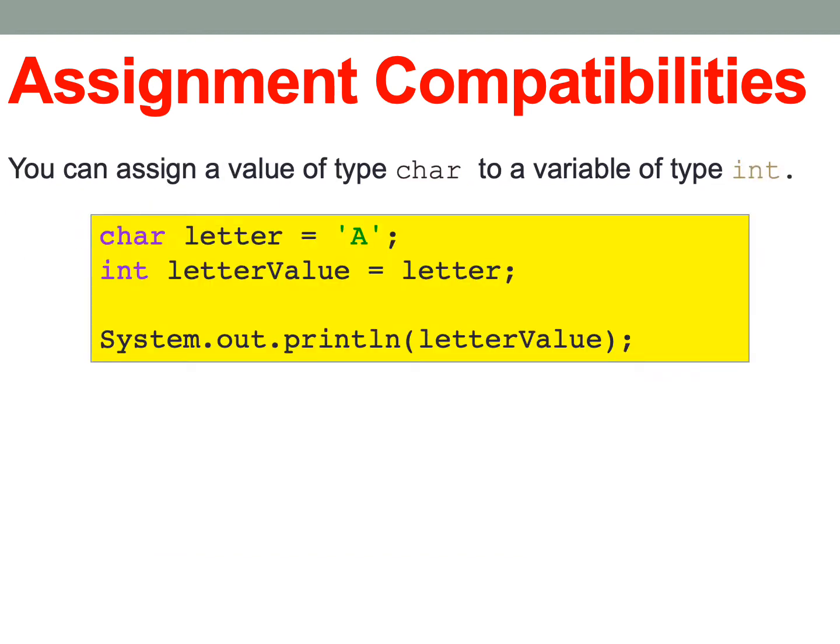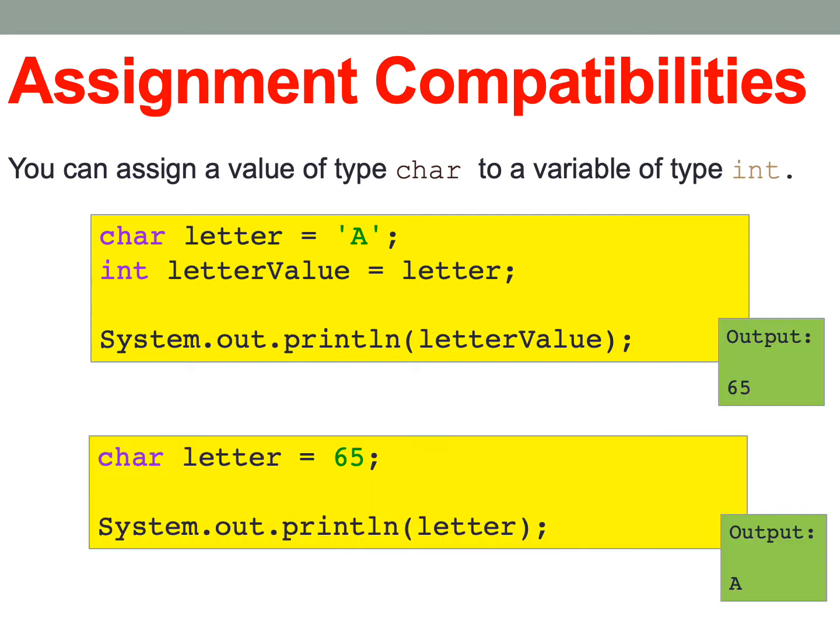For type char, you can assign a value of type char to a variable of type int. As we have seen in ASCII code before, when we assign char to int, it will give the representation number of the character. For example, char letter single quote A, int letter value letter. When we do system.out.println, what do you think the output will be? It will show 65, which is the number that represents the letter A. You can refer to the ASCII table to check.